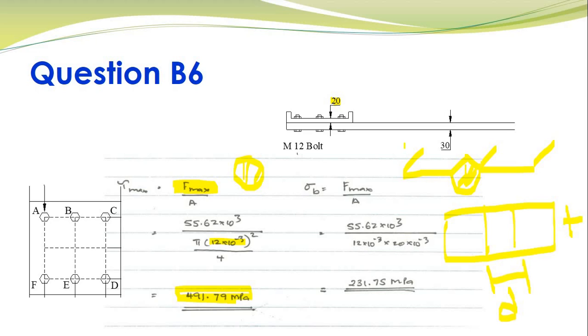The diameter of the bolt was 12 mm and the thickness of this member is 20 mm. So this is how I calculate my bearing area. Basically your bearing stress is nothing but 231.75 megapascal. That basically brings us to the end of the discussion for our 2018 final exam paper.